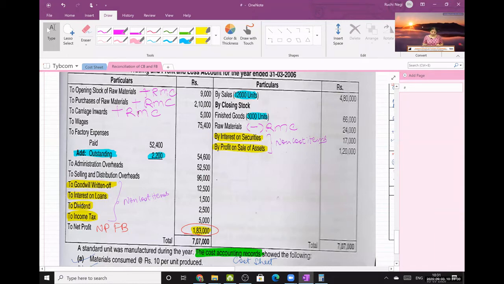Goodwill written off, interest on loans, dividend and income tax. They all are what? They all are financial expenses, also known as non-cost items. So I have highlighted it क्योंकि cost sheet में मैं उसे नहीं लेने वाली हूँ.